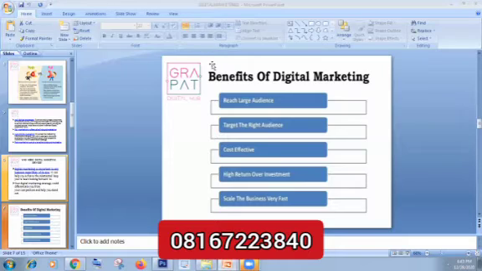So it scales the business very fast. It makes people know about your business, even if you don't have a physical location. With digital marketing, people can get to know about your business and what you do. So that is the benefit of digital marketing.